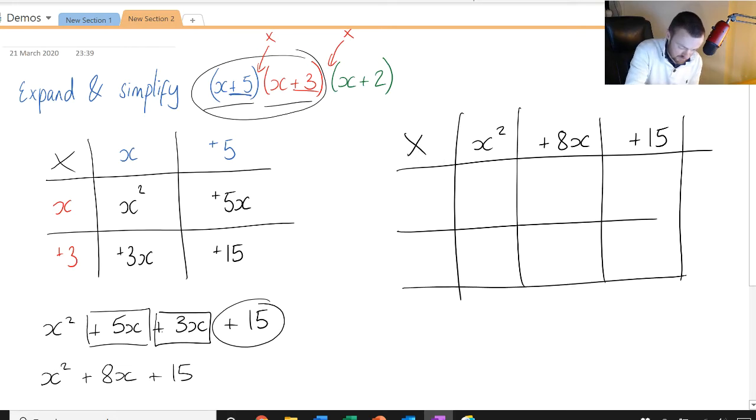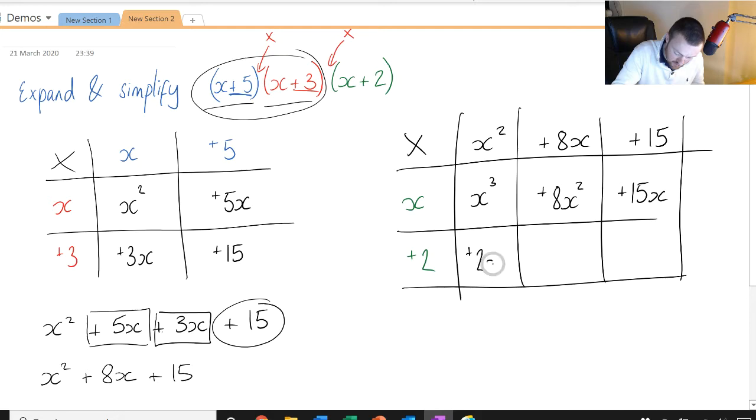And then down the side, x and plus 2. So now just going to multiply x squared times x gives you x cubed. X times positive 8x gives you positive 8x squared. It's going to be plus 15x plus 2x squared plus 16x and plus 30.